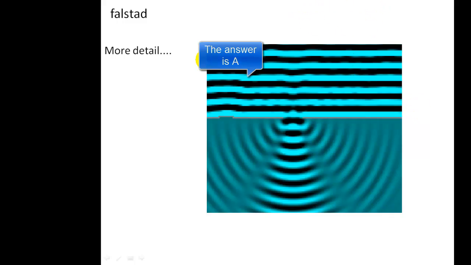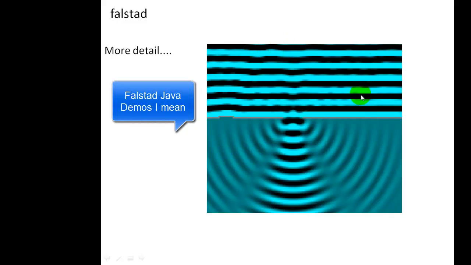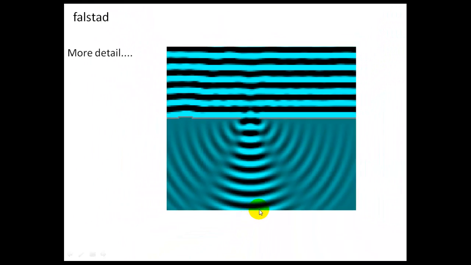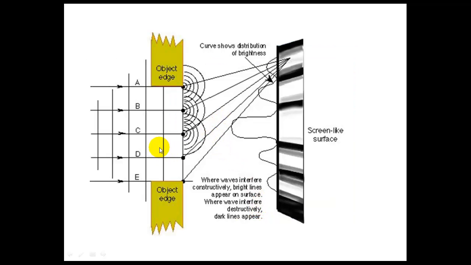Okay, this is a screenshot of the Fowler Java applet. These are the plane waves coming in here, the wavefronts here. This is the aperture. The central band is very clear. Then we have some destructive interference, because obviously the waves from different parts of this are interfering destructively. Then we have some constructive interference, but this is much, much weaker than the central band, and we'll look at that now.